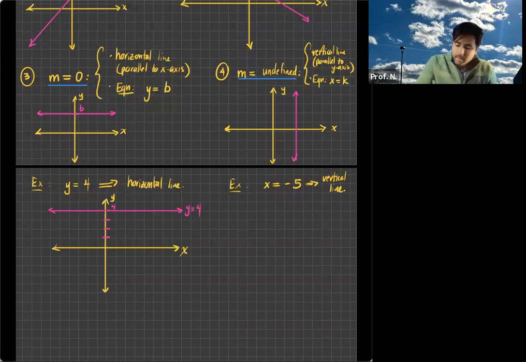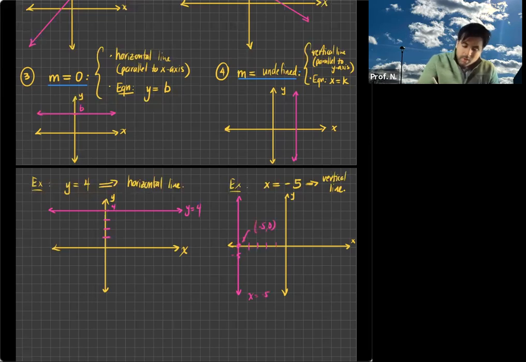Then when we have x equals negative 5, what do we got? 1, 2, 3, 4, negative 5. And this line goes straight vertically. All right, so this is x equals -5. It crosses the x-axis at the point (-5, 0), and this crosses the y-axis at the point (0, 4).